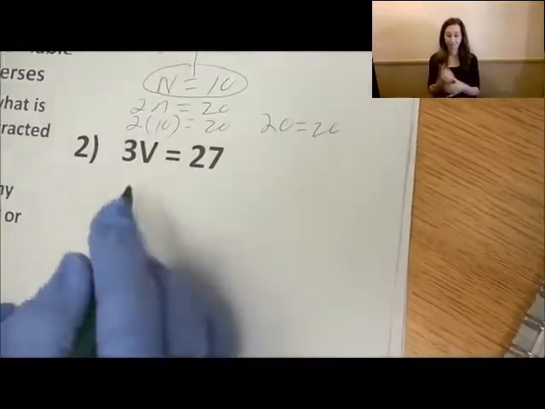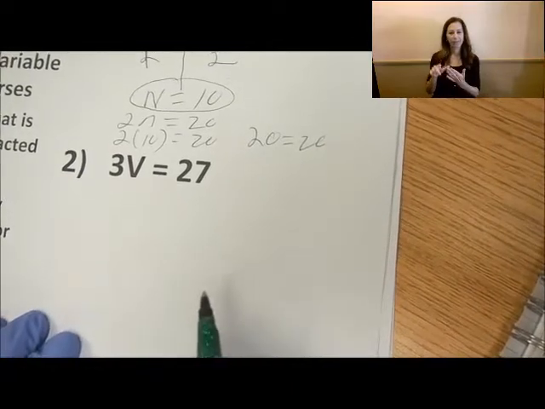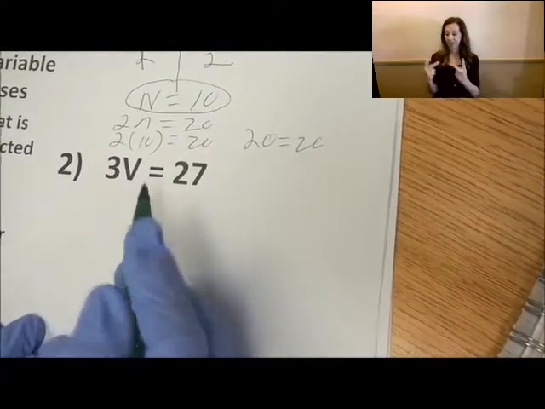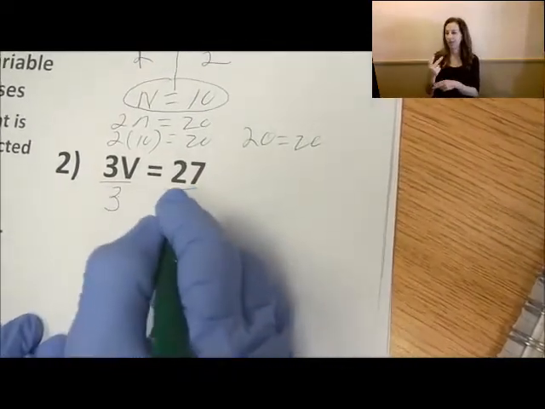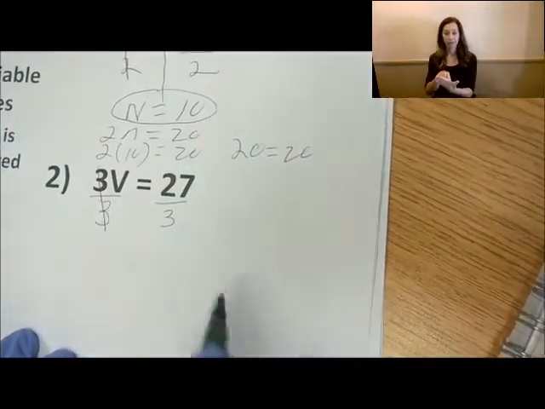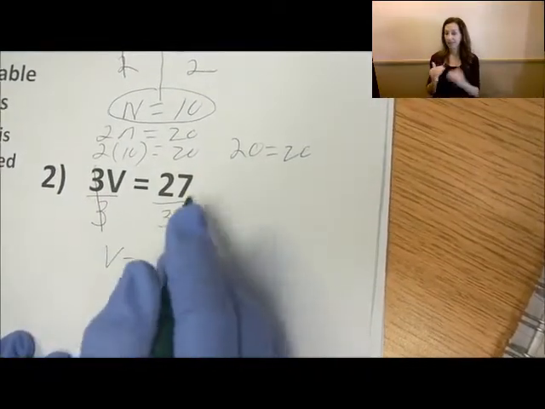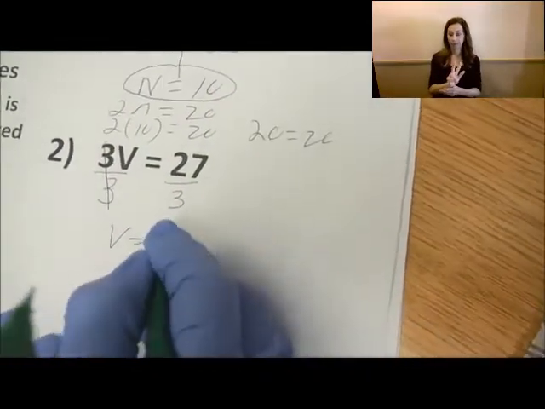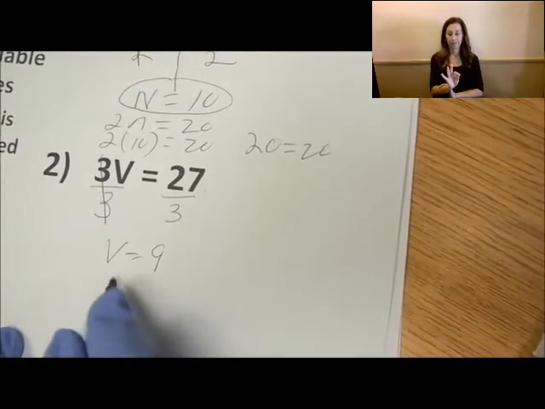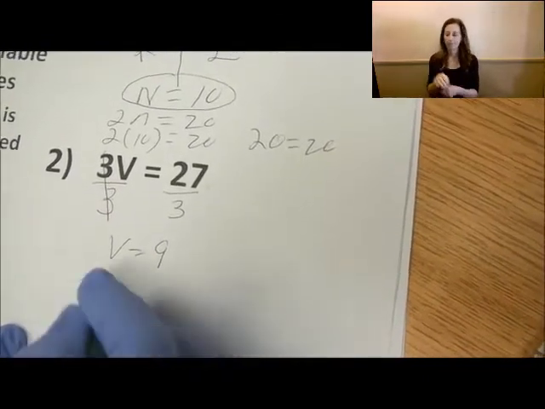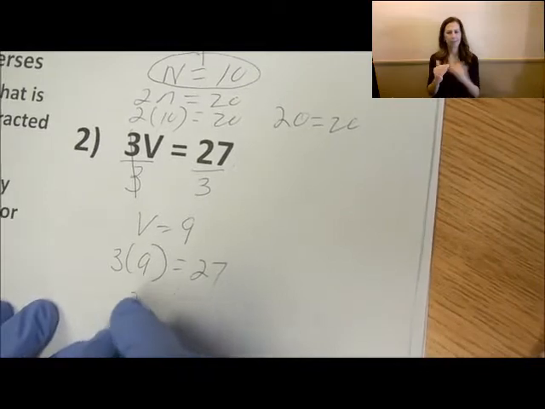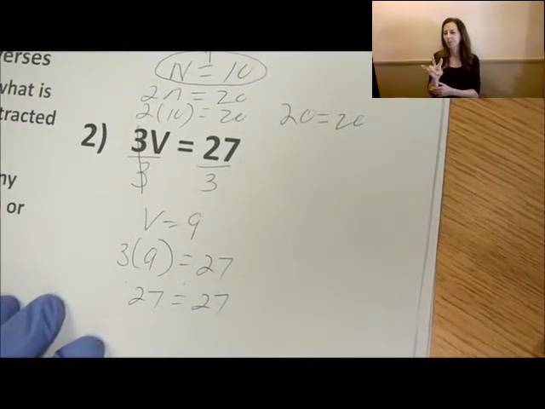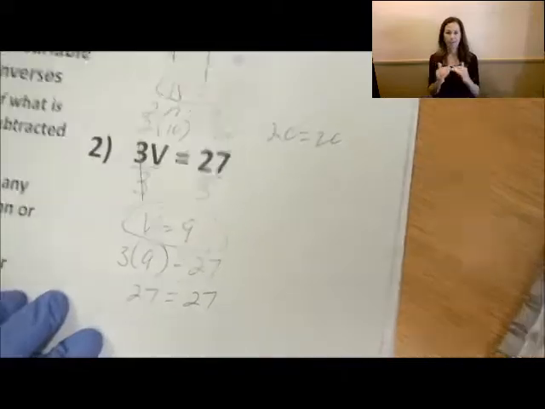Okay, now we've got 3v equals 27. Again, it's 3 times v, so we're going to divide. We'll divide by 3, both sides. 3 cancels. V equals 27 divided by 3. That's going to be 9. Let's back check and make sure we're correct. So 3 times 9 equals 27. 3 times 9 is 27. So we've got 27 equals 27. So V equals 9.